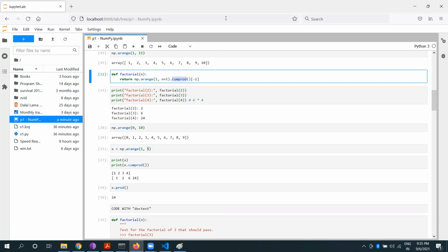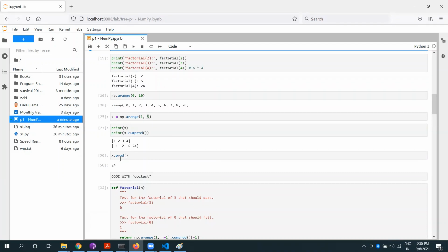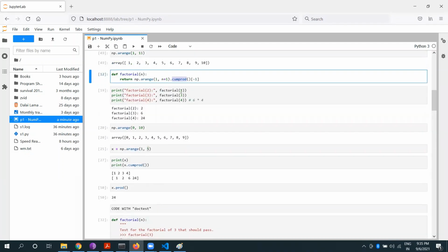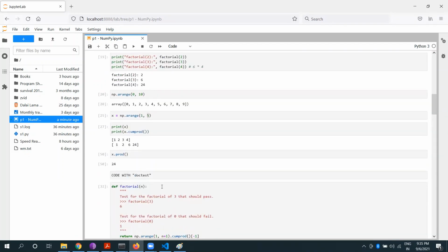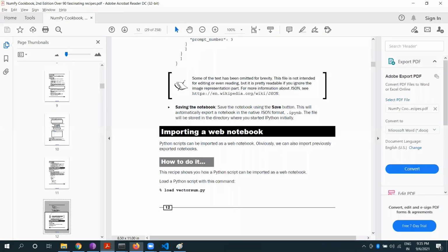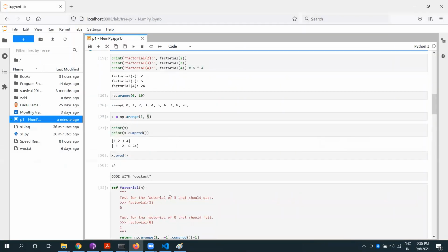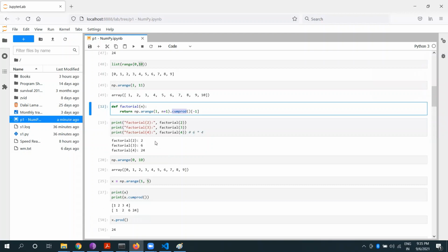1, 2, 3, 4, and this number and this number are the same. So basically product would have also worked. Now, are we clear till here? This is one of the use cases of NumPy, nothing serious in it.